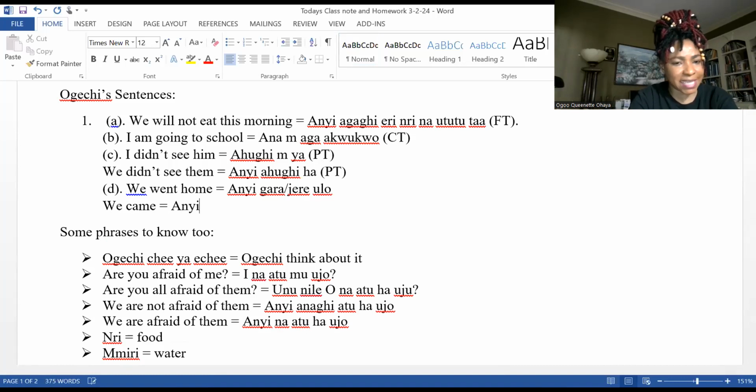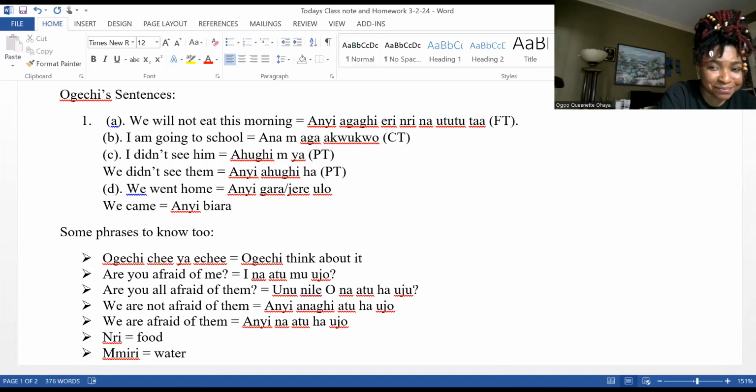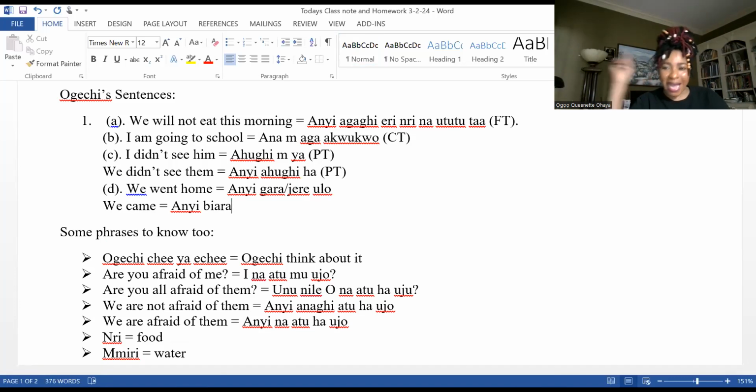You see that? So we came. Anye, biara. It's not the same sentence as went. Anye, biara means we came. Anye, jere means we went. Moba, anye, gara. Anye, biara, anye, gara. They are not the same. That's why I would like to see both of them, because I want to make sure that you know how to make sentences with came and went. So you have to make sure you know how to say it. You can use both. All right.